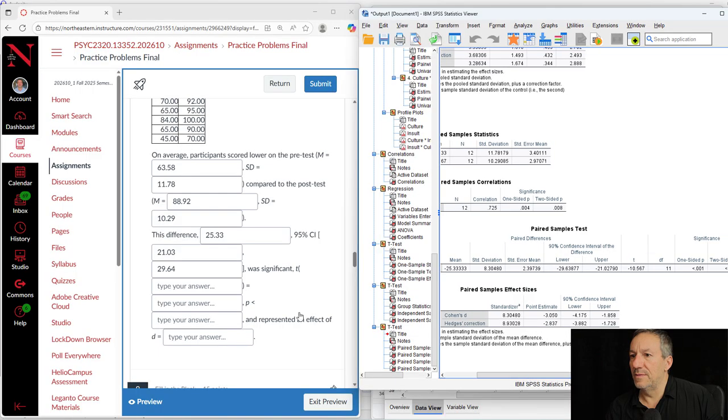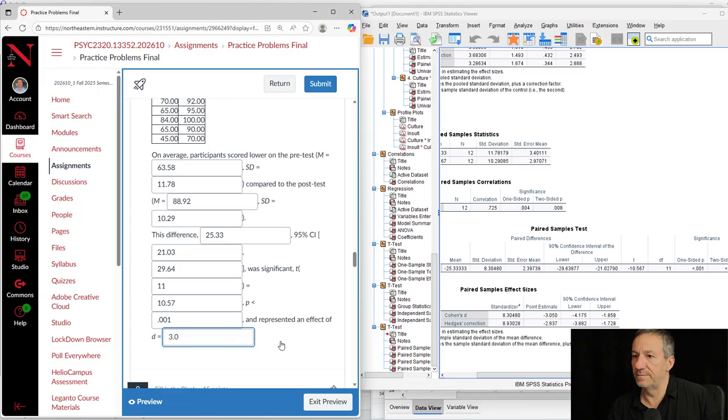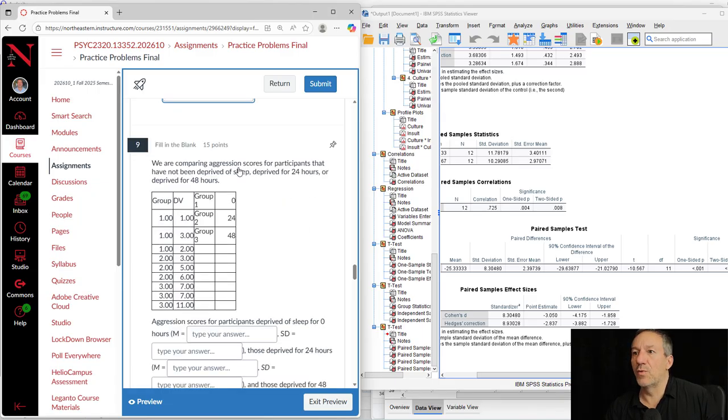Our degrees of freedom, 11. Our t-statistic, 10.57. Our p-value, less than 0.001. And our point estimate, our Cohen's d, right there, 3.05.